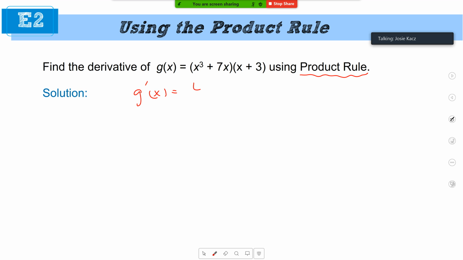Okay, I got 4x to the third plus 9x squared plus 14x plus 21. Okay, so we'll do it using the product rule, and then we'll check to see how you did.